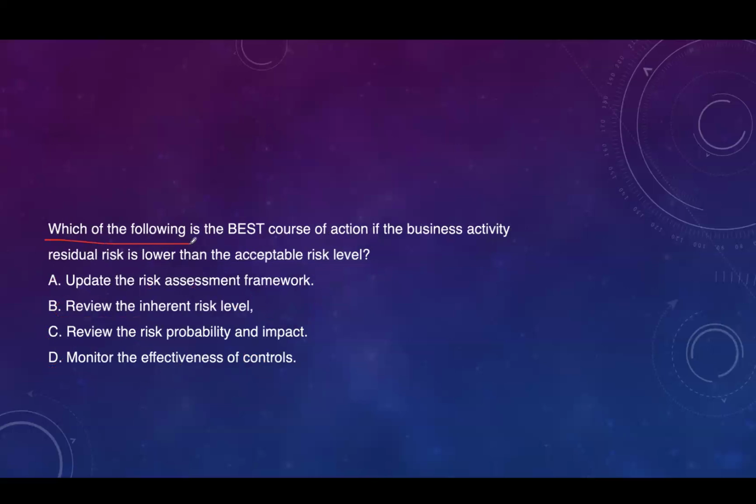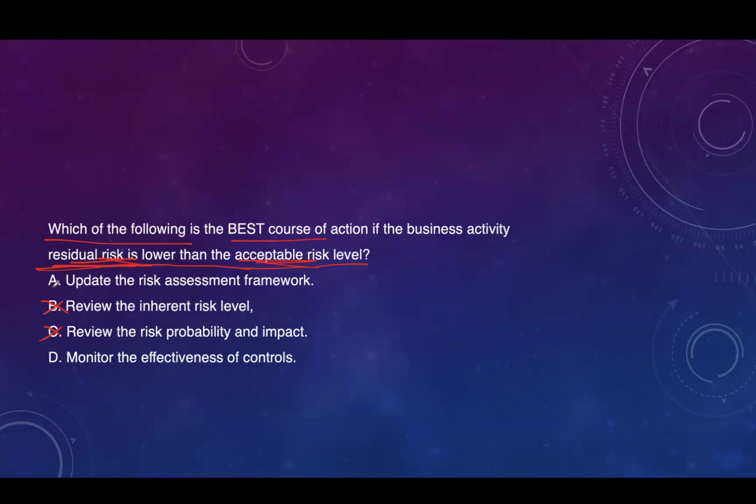Next, let's move to the next question. Which of the following is the best course of action if the business activity's residual risk is lower than acceptable risk? What I said in my previous slide is, if the residual risk is lower than the acceptable risk, the risk appetite, then always accept the risk. Okay, so what are the answers? Update the risk assessment framework. Review the inherent risk level. Why would I review the inherent risk level? We have already reviewed it, and then we put some mitigation and risk treatment, and now we have the residual risk. So we'll cross this out. Review the risk probability and impact. Again, this process was already done in the risk analysis, and then we put the risk treatment, and we found that residual risk is lower than our risk appetite, the acceptable risk.